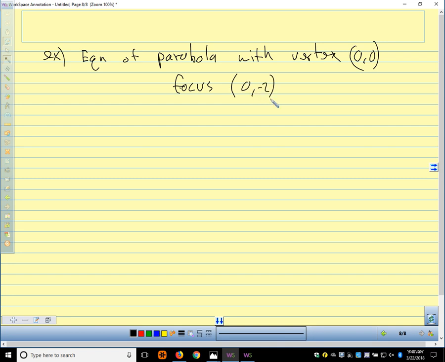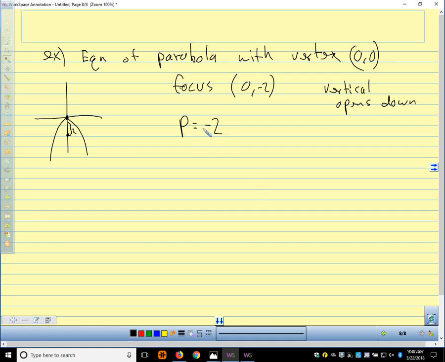What I suggest for a problem like this is draw a little picture. So here's my vertex at 0, 0, and here's my focus at 0, negative 2. So which direction is that parabola going to open? Down. The focus is always inside, so we know it opens down. So we know it's vertical, and it opens down. We have those 2 pieces of information right away. Well, this is at 0, 0, and this is at 0, negative 2. So what is this distance? 2. And it opens down, so we know that p equals negative 2.